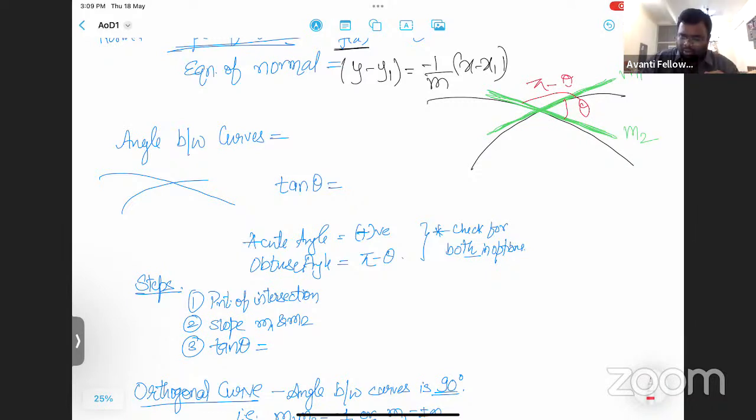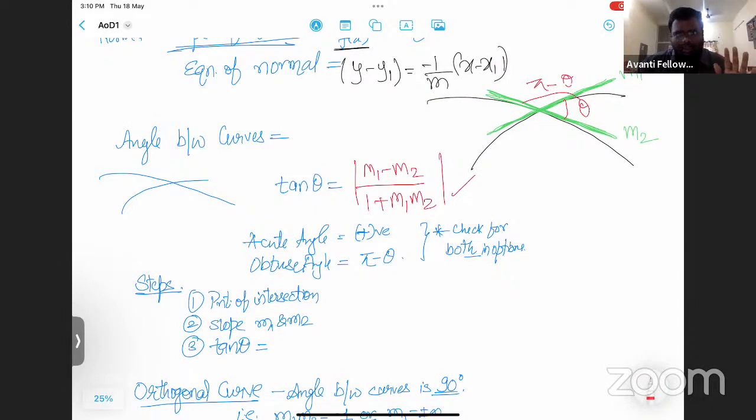Tan theta is equal to the modulus of m1 minus m2 upon 1 plus m1 m2. This is the general formula which we have already studied in straight lines and in so many places. The angle between curves, straight lines, or whatever, is given by m1 minus m2 upon 1 plus m1 m2. Now the point to keep in mind is that this is a modulus value, so mostly it will always give you an acute angle between 0 and 90 degrees, right?